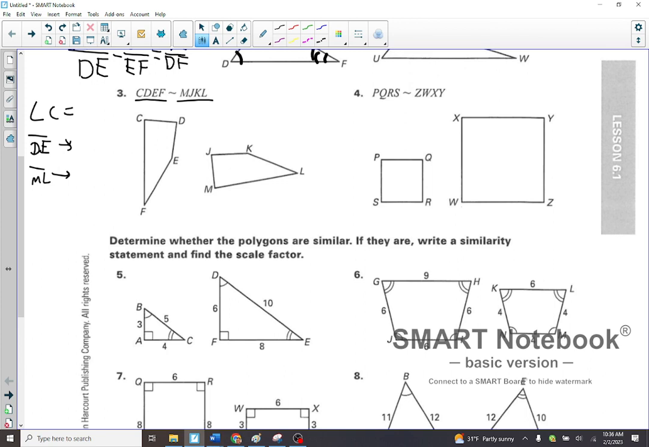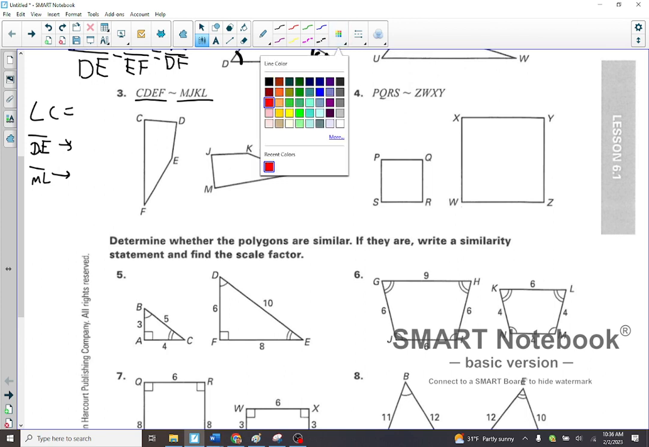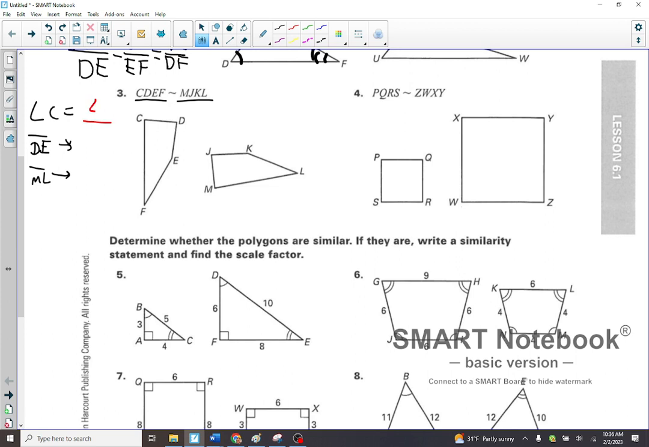the title. Angle C will be angle M. So let me do it in a different color. What you would write here in the blank, you would write angle M. And you know C matches M because in the similarity statement, C is the first letter, M is the first letter. So C matches M.